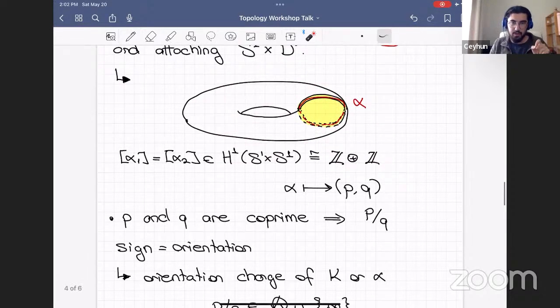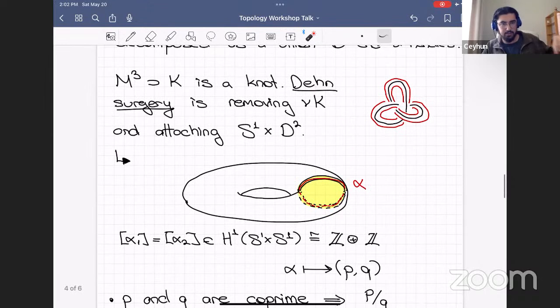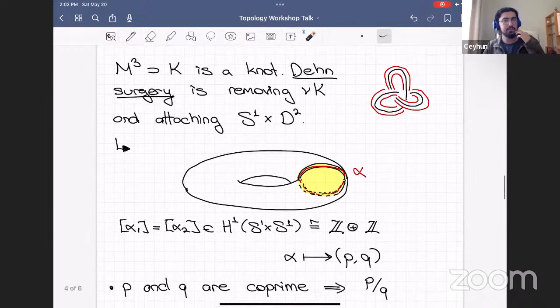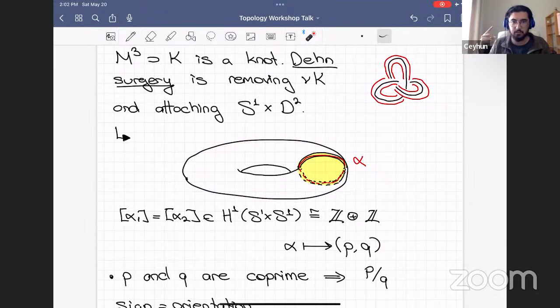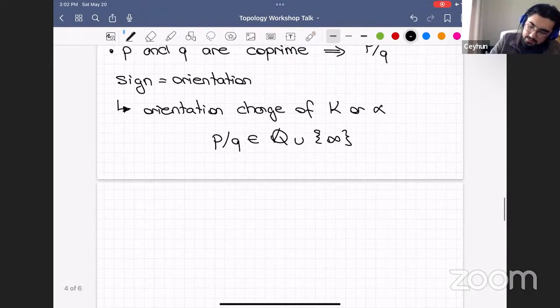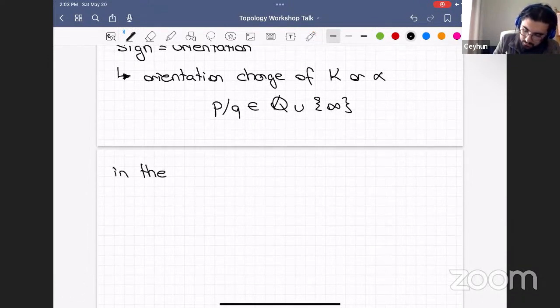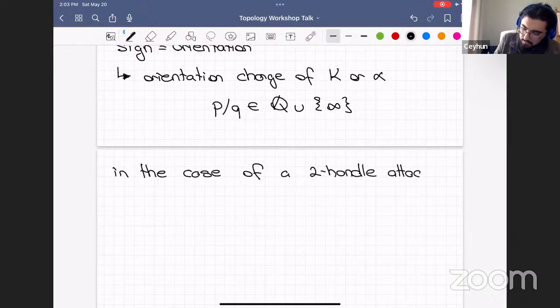If you remember what we talked about for the two handles of four manifolds, we had a knot, and we attached a two handle along this knot, and then we had a number assigned to it. But in that specific case, we don't actually go around this torus more than one time. For every two handle, we go around this torus only one time. So in the case of a two handle attached to a four-dimensional manifold, this Q is 1 or minus 1. We don't care which.